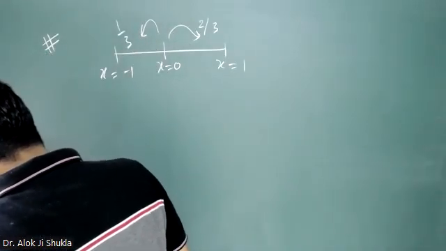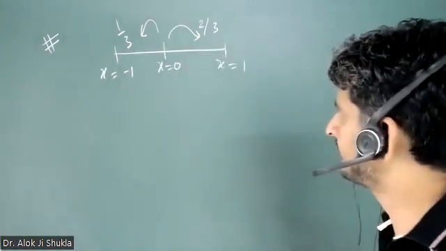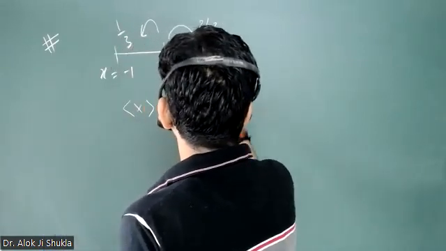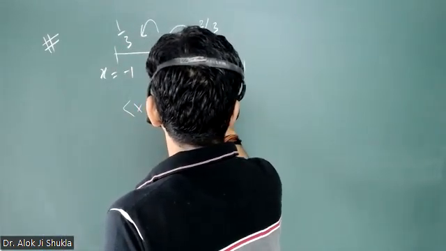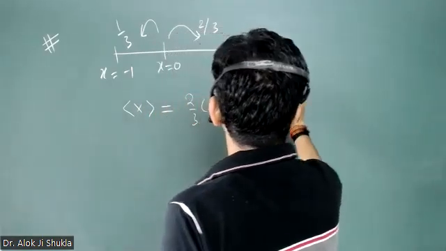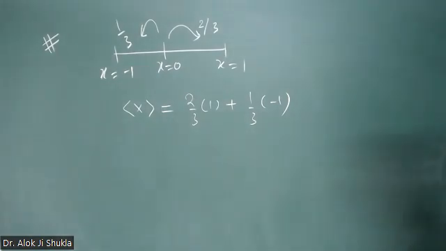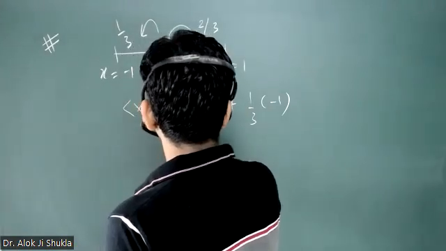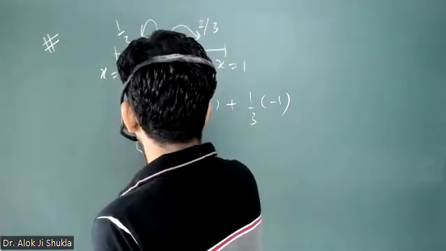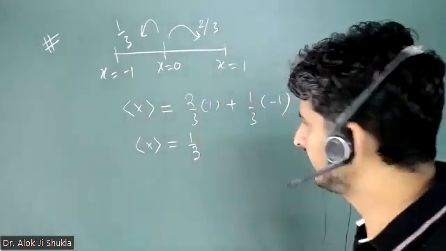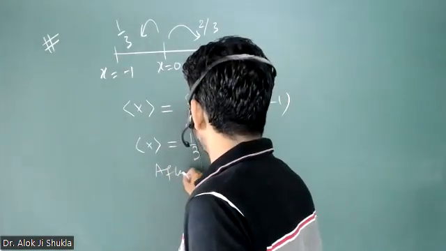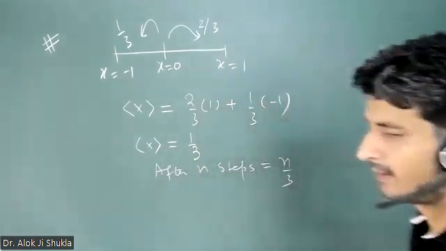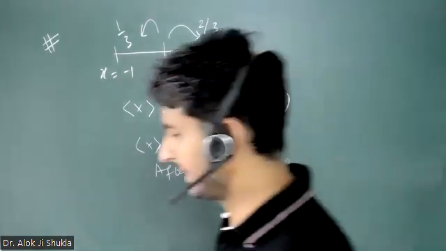And the mean displacement of the walker after n steps. So average displacement is 2/3 into 1 plus 1/3 into -1. Yes or no? Yes, sir. It will be 1 by 3. Average displacement is 1 by 3. So after n steps, n by 3. Okay. Very nice. Next question. Jaldi.